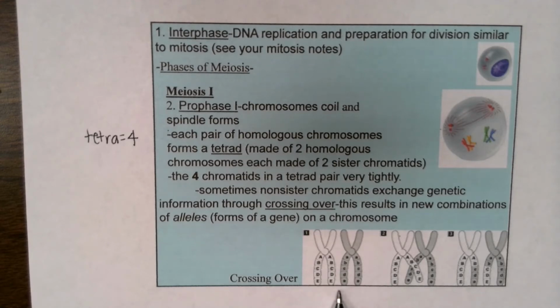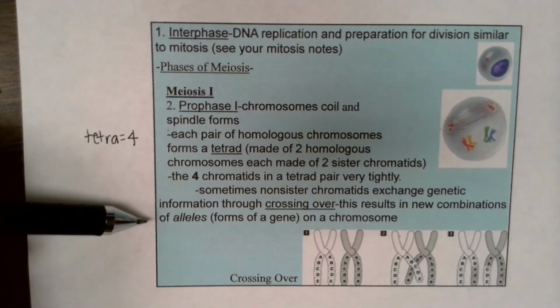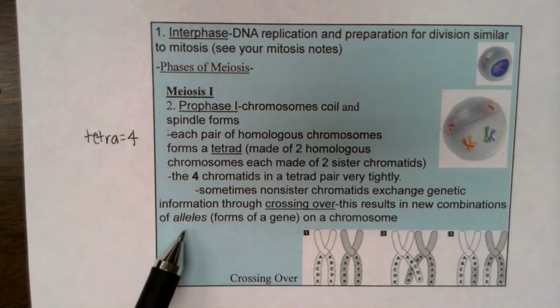tightly. And when that happens, they may exchange genetic information through a process called crossing over, which we see here, right? And this is the outcome of that crossing over, where now you have lowercase gray C, D, and E section on this chromosome on the left, and then the uppercase C, D, and E white section on that chromosome. So this is going to enhance genetic variation. It's new combinations of alleles, right? And we're going to talk about that term soon.